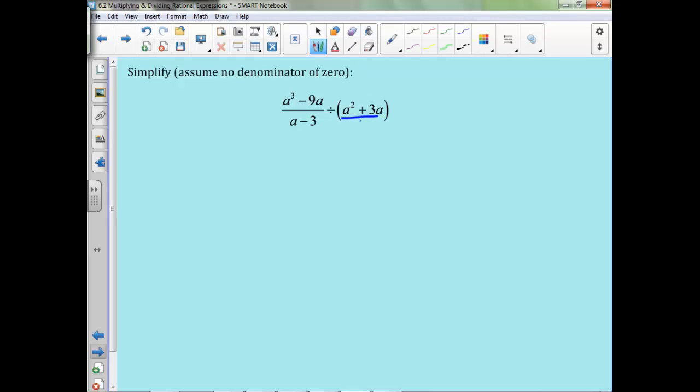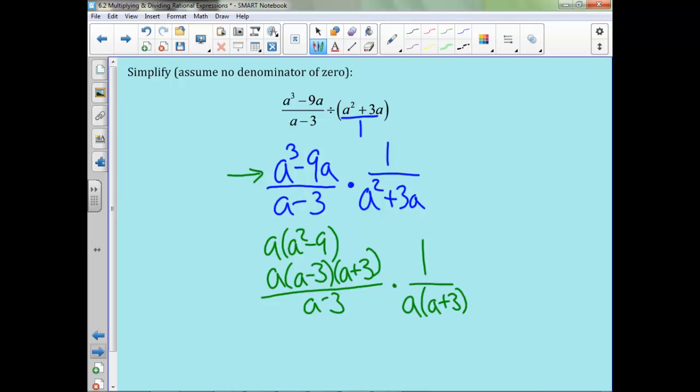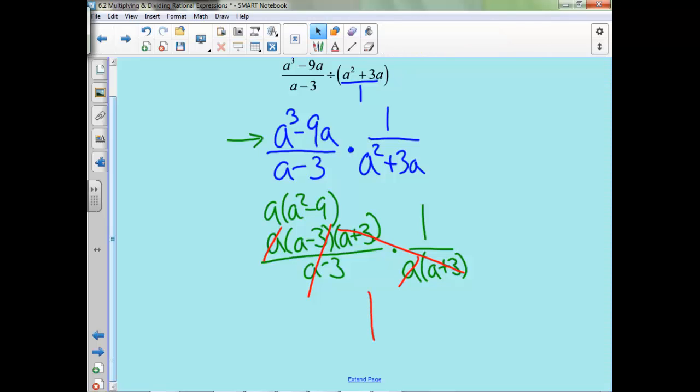This one, same idea. Notice it's over 1 already. So let's go ahead and change it to a multiplication problem by multiplying by the reciprocal, so 1 over a squared plus 3a. And now let's factor what we can. In our numerator here, we can factor out an a. We're left with a squared minus 9. But notice that's still a difference of squares, so we can change this to a times a minus 3 times a plus 3 over a minus 3 times 1 over, we can factor out an a, so a plus 3. And now, these a minus 3s will cancel, those a plus 3s will cancel, and these a's will cancel, so we're left with 1, because anything divided by itself is 1.